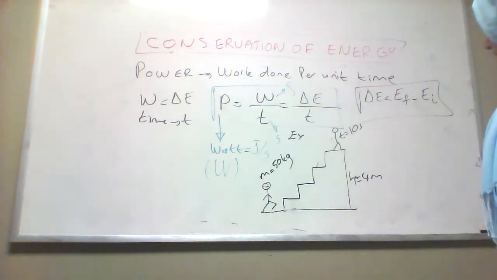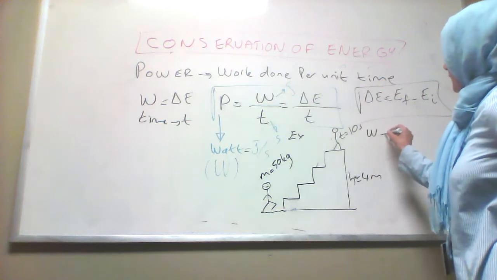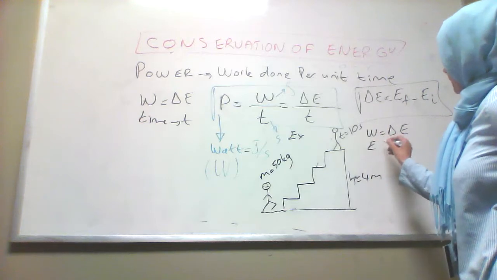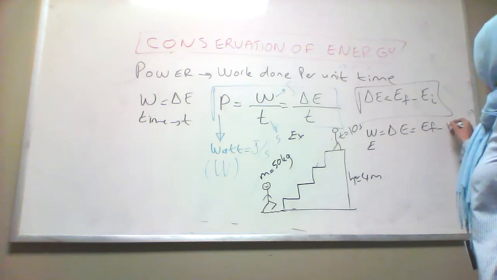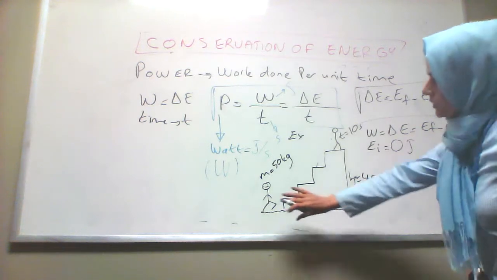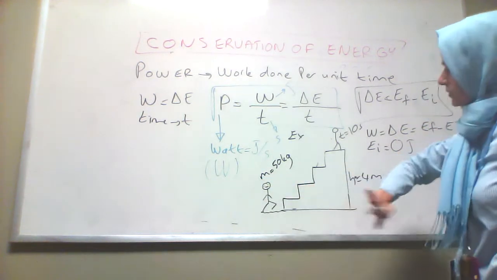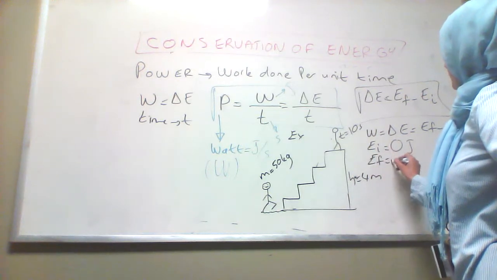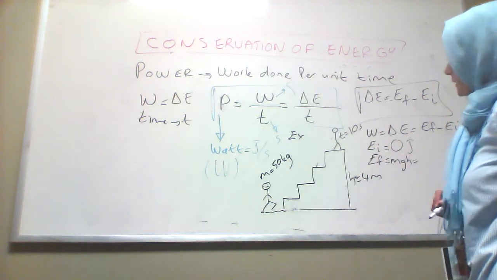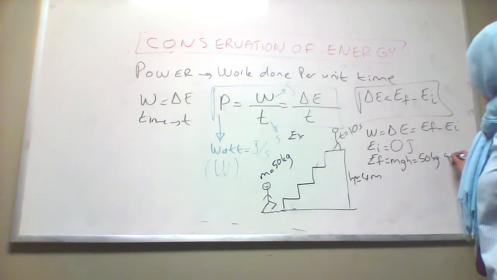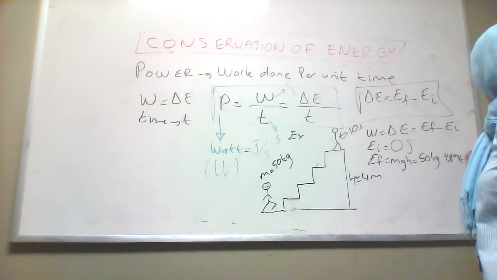What is your power? So we'll calculate work done by you, which is the change in energy. Energy final minus energy initial, right? Your energy initial is 0 joules. You have 0 velocity, 0 height, so 0 joules. No need to spend time there. Your energy final is equal to mgh. Let's calculate that. Your m is 50 kilogram, g is 9.8 meters per second squared, and h is 4 meters.